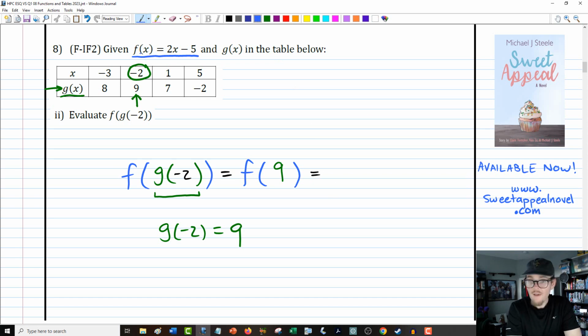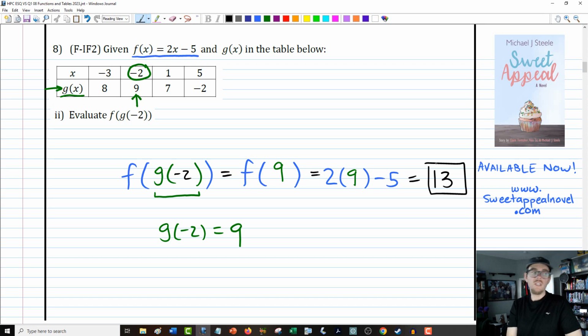Looking at our expression, the rest of this problem is pretty trivial. f of x is 2x minus 5, so f of 9 is going to be 2 times 9 minus 5. And of course, 2 times 9 is 18, minus 5 is 13. So 13 is the value of f of 9, which is the value of f of g of negative 2. So once again, we navigated that composition by working inside out, and then very easily evaluated this. Like I said, it moves really quickly.